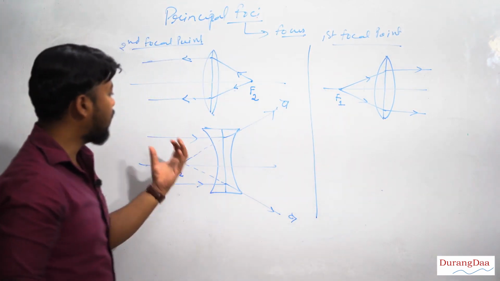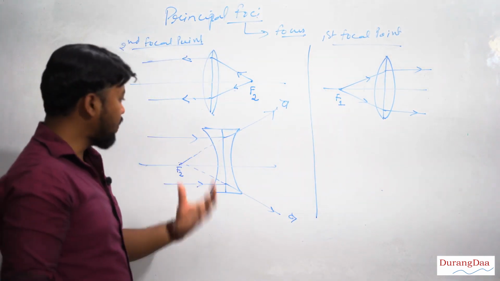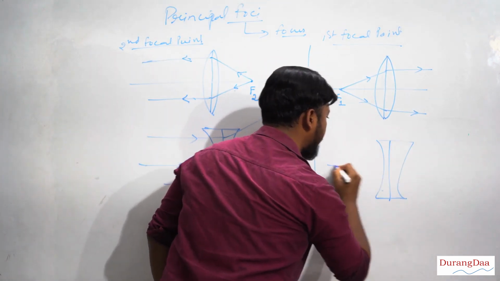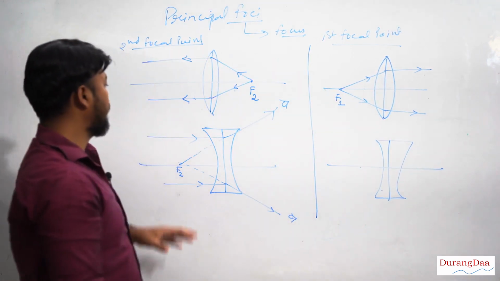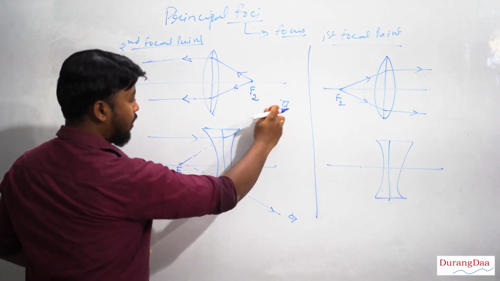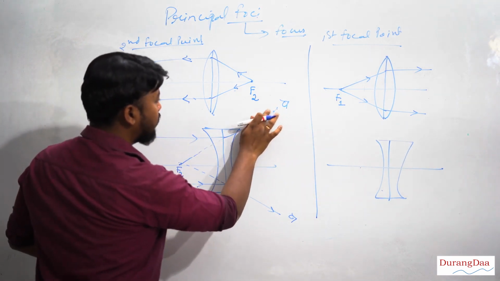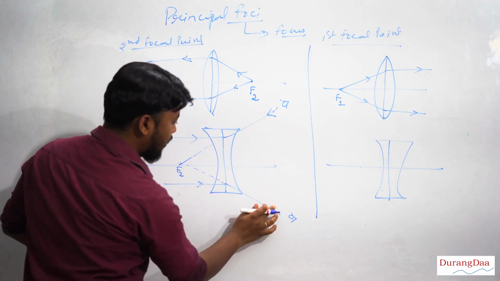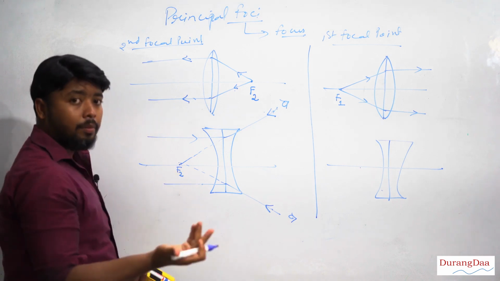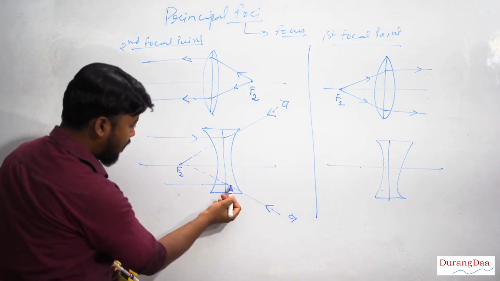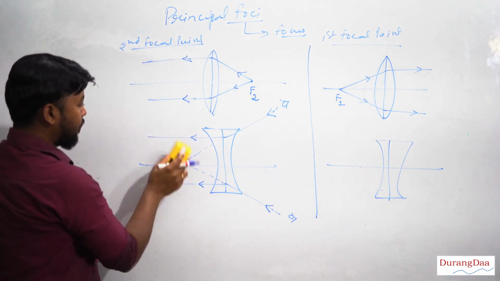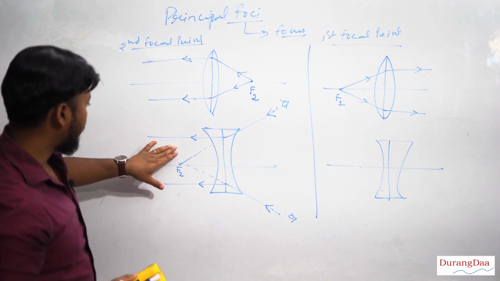In the same way, if you want to define the first focal point for a concave lens, again I will draw the concave lens and the principal axis. Here also, if I ask you the same question, suppose the light ray was coming in the reverse order, instead of like this, if the arrows were like this, what would have happened? After refraction, by the principle of reversibility of light, it would have traveled exactly the same path backwards like this. Is that clear?